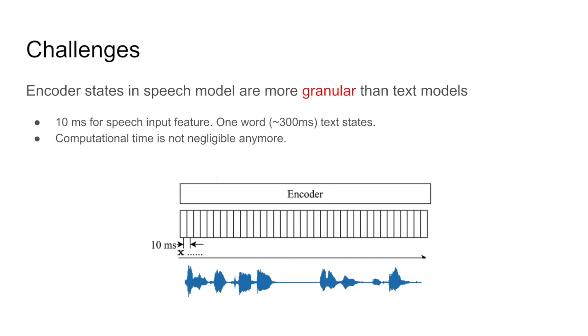The first one is that encoder states in the speech model are too granular compared with the text models. For example, each speech input feature only covers 10 milliseconds of speech, while a single word typically covers 3 milliseconds of speech. It means that the speech model takes longer inputs than the text model, so the computational time is no longer negligible. However, in text simultaneous translation, we typically assume that the computational time is zero, which is not very practical.